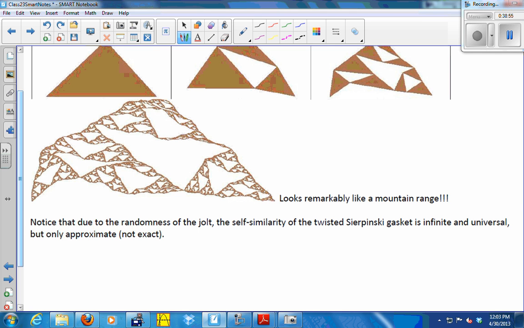This is a fractal because it's a recursive process. We do the same thing. Remove the middles, jolt. Remove the middles, jolt. Right? So it is a fractal, but the self-similarity is not exact. Right? So if I were to zoom in on this little piece here, it would be similar to the original. It would look the same, but it wouldn't be perfectly exactly the same because the jolts have randomness to them. Okay, so my self-similarity would be only approximate.